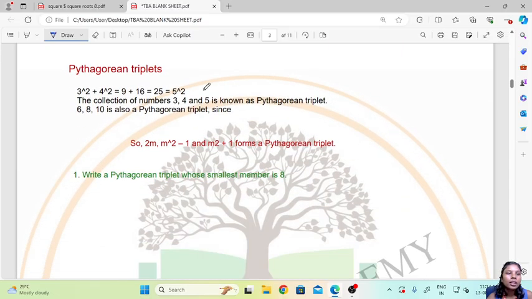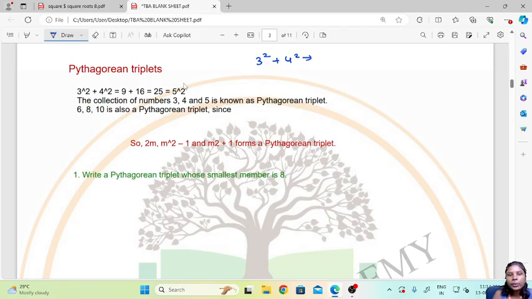Now let's learn about Pythagorean triplets. Now in this what happens is that if you have this example, you have 3 square plus 4 square. So when you solve these 3 square plus 4 square, the answer that you get is itself a perfect square of another number.